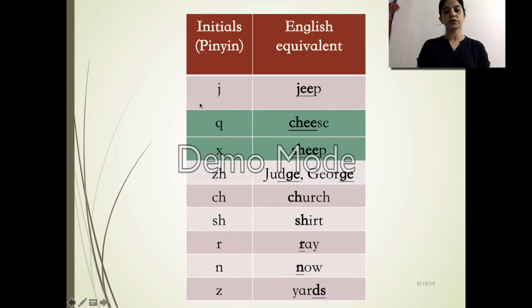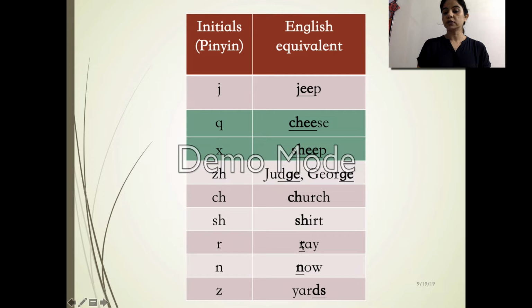So in the continuation of this, next comes J. So J is like G. Okay, next comes Q. Q is again pronounced differently, which is like G, how we say cheese. X is like she, and ZH is like dr, how we say judge or George. The ending sound of dr, that is how we say ZH. CH is like tr. SH is like sh.